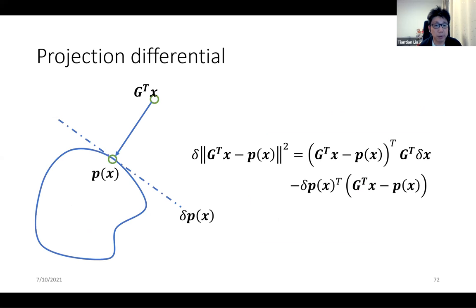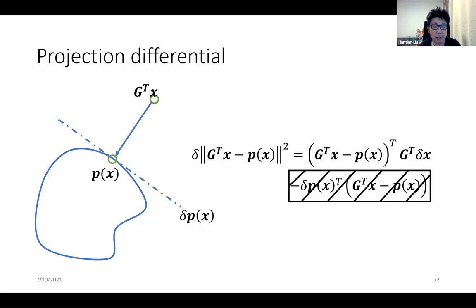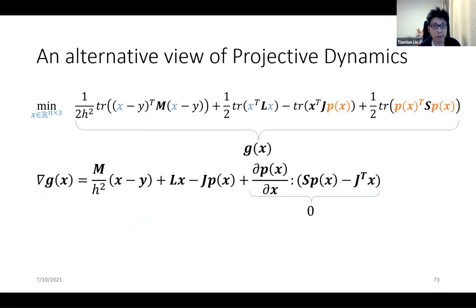Well, turns out we don't need to do anything about it, since the second part is always zero. To geometrically understand this, let's recall the meaning of the auxiliary variable P. It is a projection, right? So any perturbation along the line of P transpose X minus PX will not change the position of PX. Or in other words, delta PX is perpendicular to P transpose X minus PX, turning the second part of this derivative to be zero.